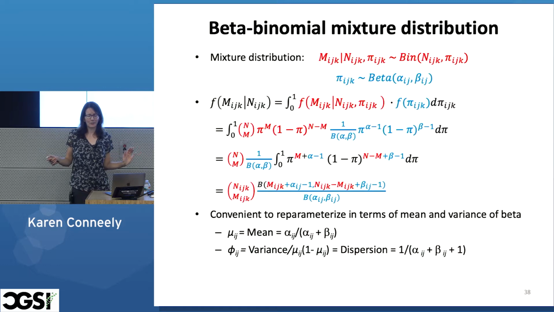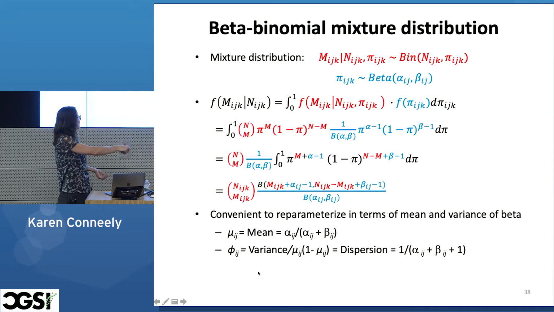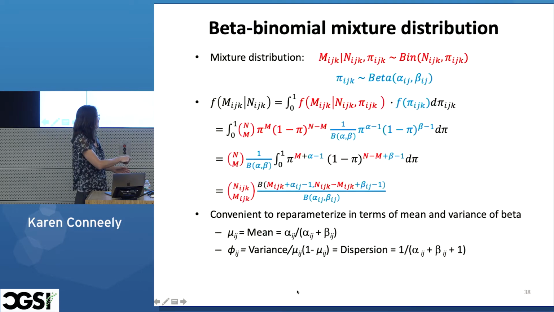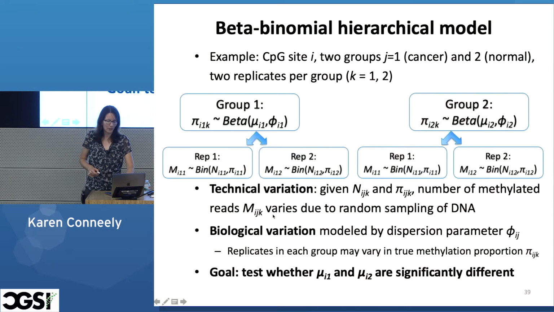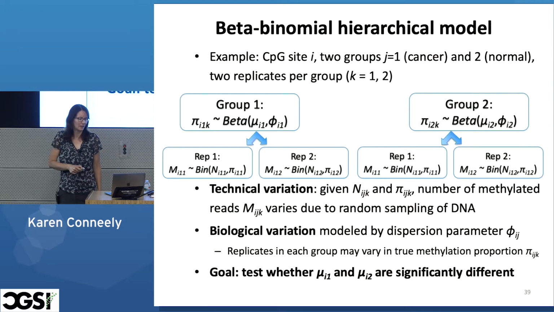OK, so I did this in terms of alpha and beta because it actually made the math less messy. But for our purposes, it's going to become convenient to reparameterize in terms of the mean and the variance of the beta distribution. So here we have the mean, and here we actually have a dispersion parameter, which can be thought of as a mean standardized variance. It's a variance that doesn't depend on the mean. And we're going to reparameterize our beta distribution in terms of mu and phi here. And that gives us our beta binomial hierarchical model.